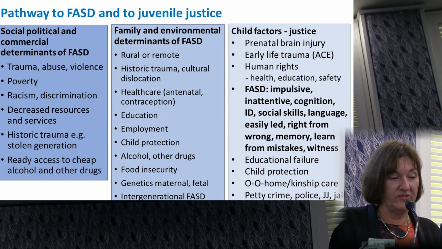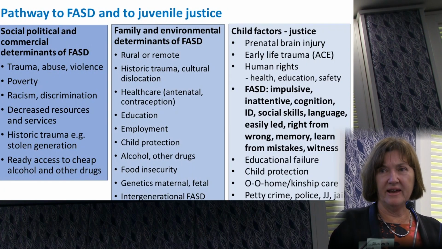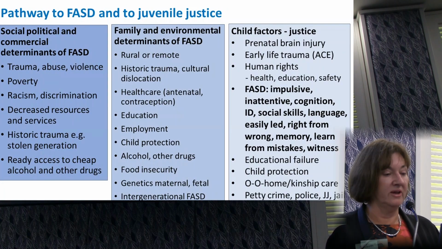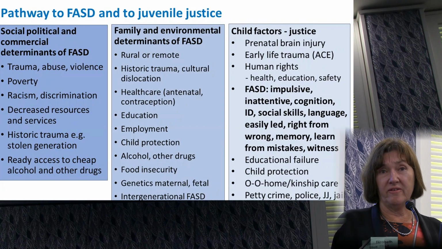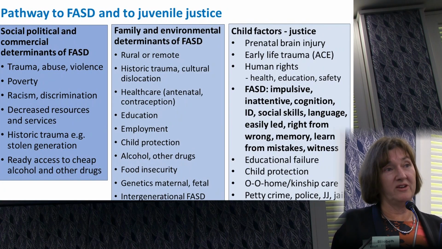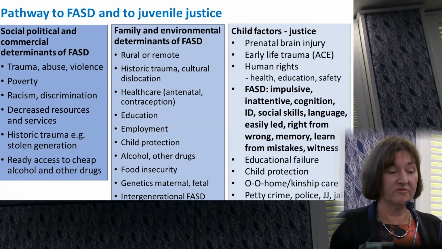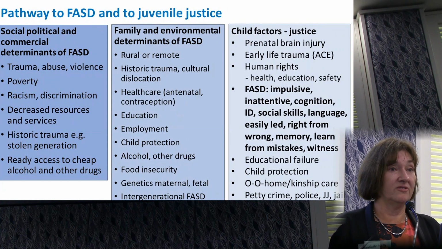We know that there are family and environmental determinants of FASD, and I've mentioned some of them: living in rural and remote settings, historic trauma, lack of healthcare, particularly antenatal care, contraception, for example, lack of educational opportunities, employment, access to alcohol and other drugs, food insecurity. And of course there are genetic and other risk factors, but there's also, which was mentioned earlier this morning, intergenerational aspects. So some of the parents we see of our children in Fitzroy Valley have themselves got fetal alcohol spectrum disorder and can't possibly be expected to deal with children that any of us would find challenging.